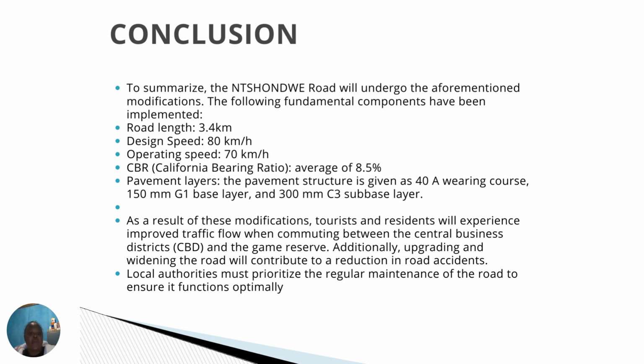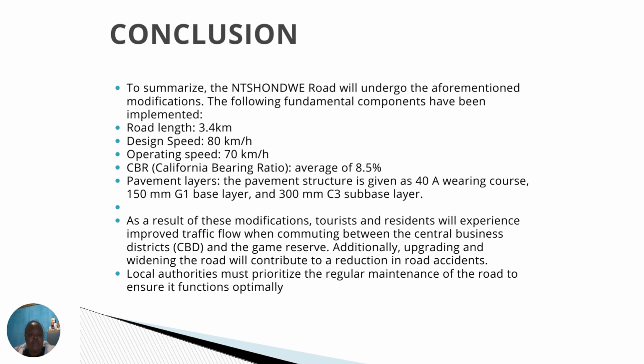The California bearing ratio, an average of 8.5%. The pavement structure is given as 40A wearing course, 150 millimeters G1 base layer, and a 300 millimeters C3 sub base layer.